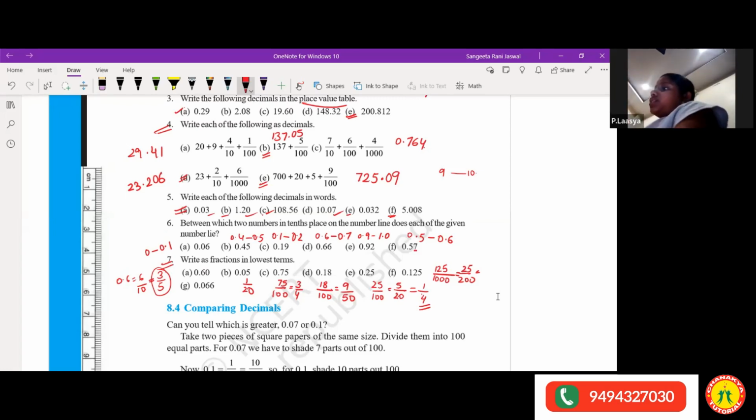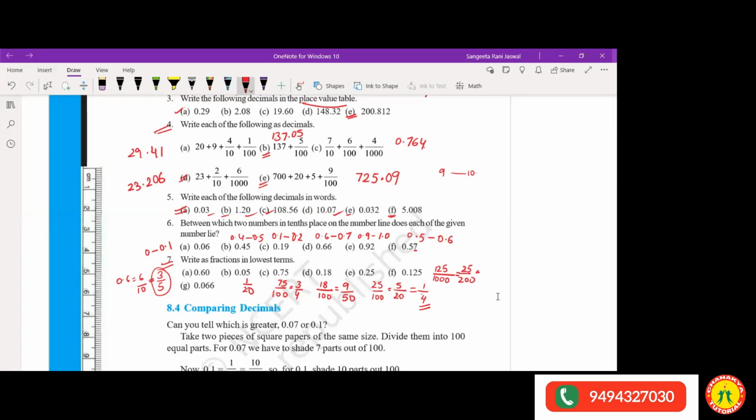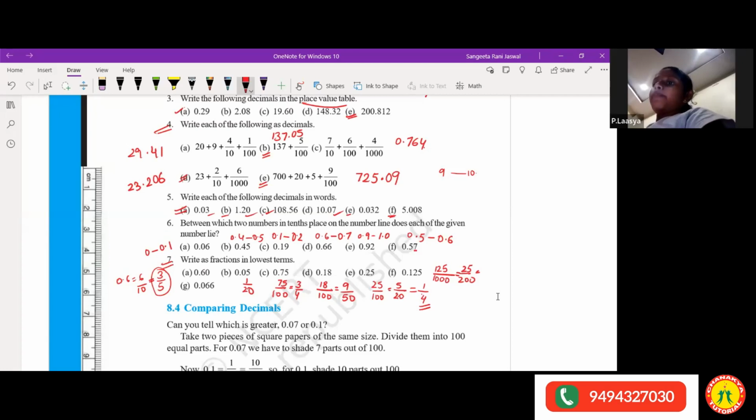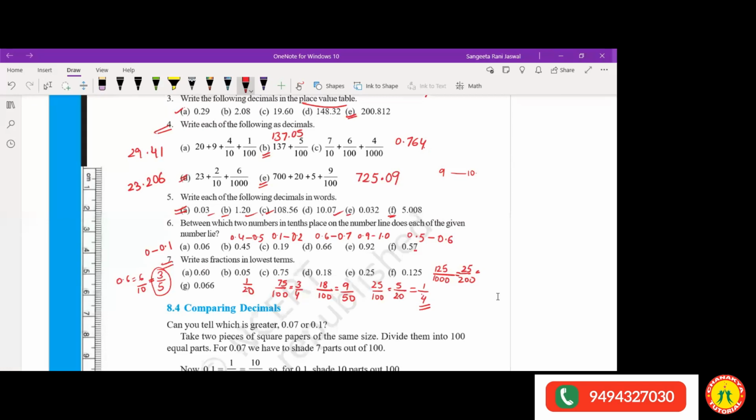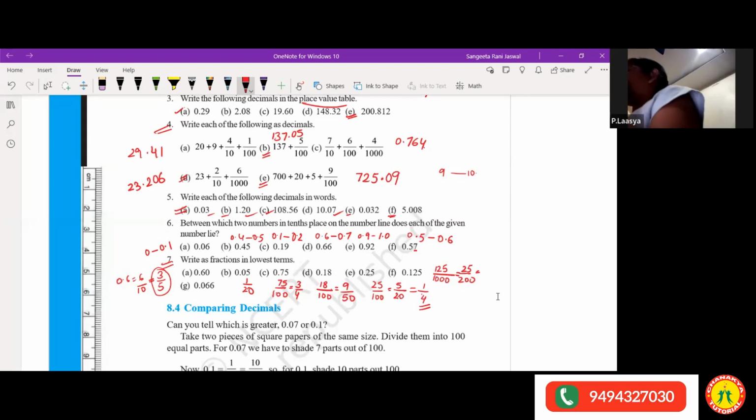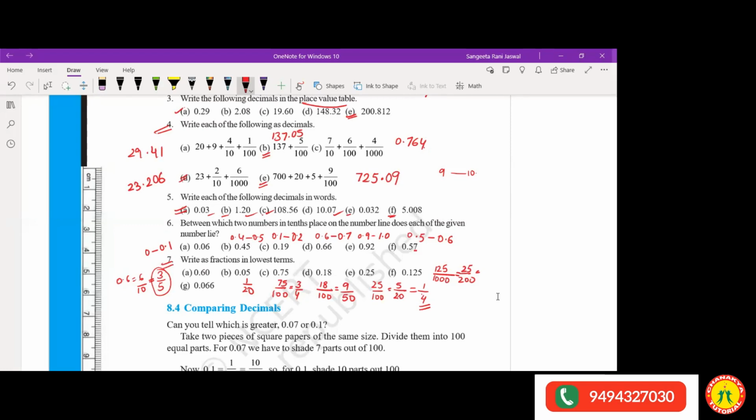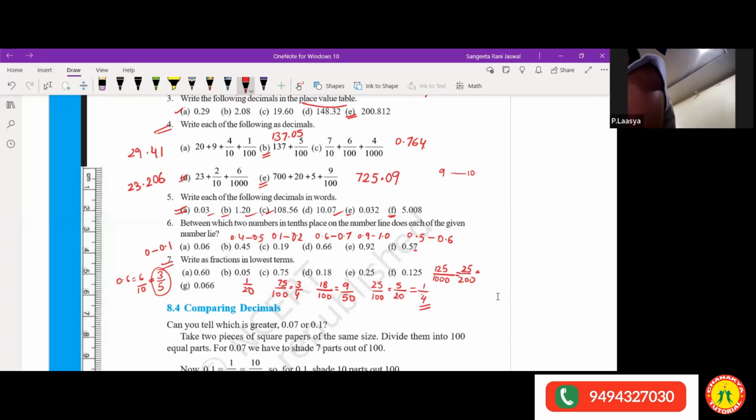Is it 525, sir? Yes, tell me what you got. Ma'am, I got 25. Say numerator. Yeah, sorry, ma'am. Numerator is 25. What is the denominator? Let me write. 5,000.